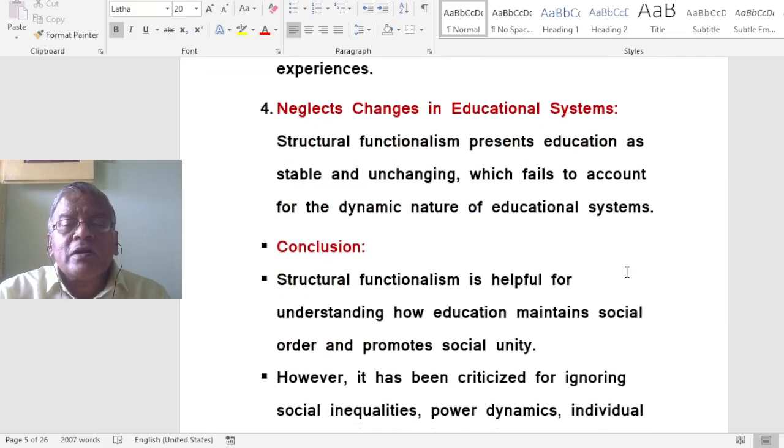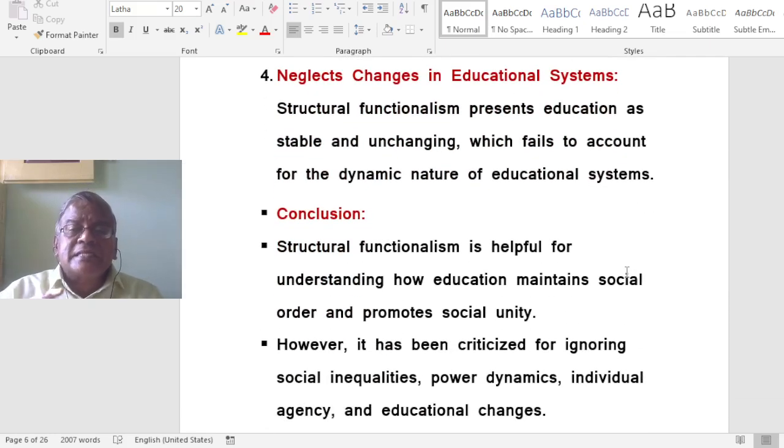And also, structural functionalism neglects the changes in educational systems. Structural functionalism presents education as stable and unchanging, which fails to account for the dynamic nature of educational system. So, it presents education as stable and unchanging, as if there is no evil at all. No, that is the idea here. So, it neglects changes in educational system.